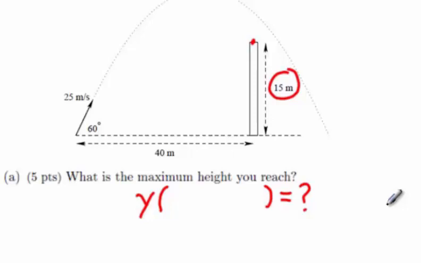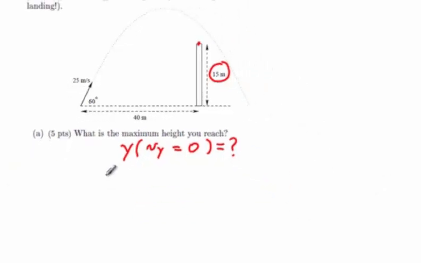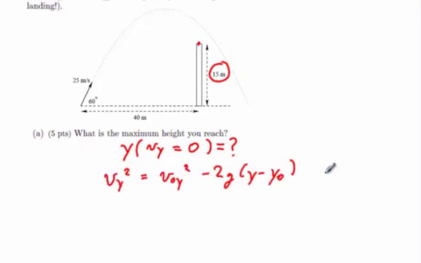Now, on the way up, your v sub y is positive. On the way down, your v sub y is negative, and so at the highest point of the trajectory, v sub y will be 0. This then indicates that the method of solution will be to calculate y under the condition vy equals 0, and that uses the third equation, which is vy squared is v0y squared minus twice g times y minus y0.